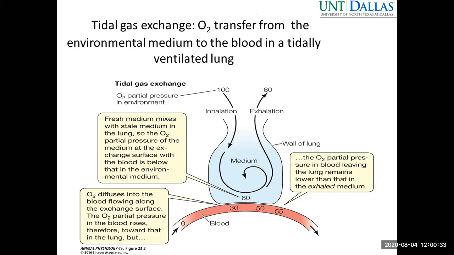Because of this mixing, the oxygen partial pressure of the medium next to the gas exchange membrane is lower, often much lower than the partial pressure in the outside environment. So the oxygen partial pressure in the blood leaving the breathing organ is lower, because a partial pressure gradient must exist between the medium next to the gas exchange membrane and the blood for oxygen to diffuse in from the medium. So we can say that in ideally ventilated structures, the oxygen partial pressure of blood leaving the breathing organ is below the oxygen partial pressure of the exhaled medium.